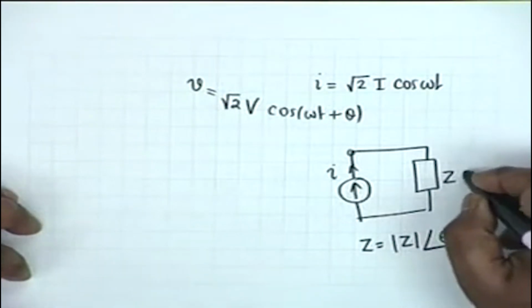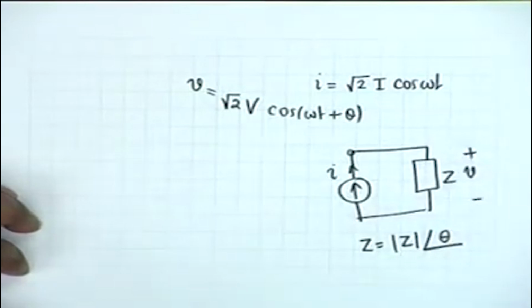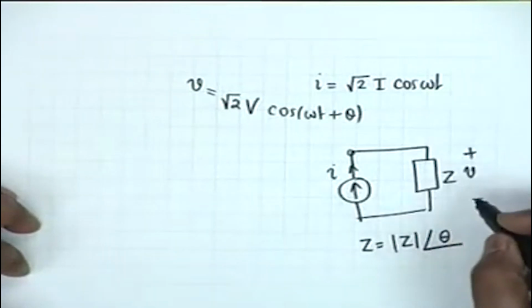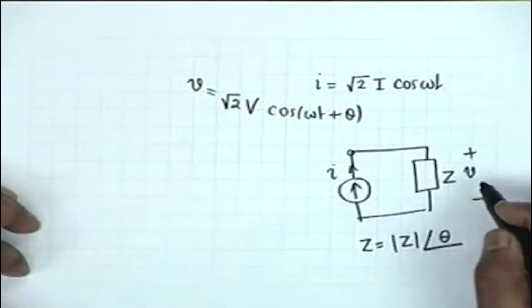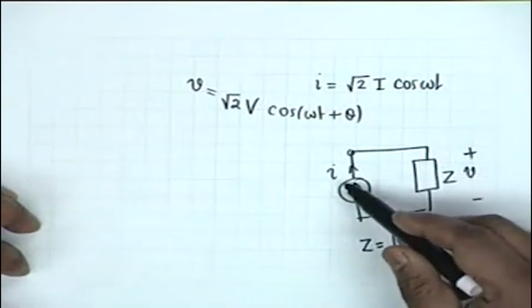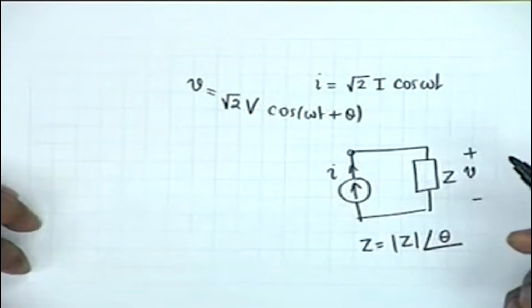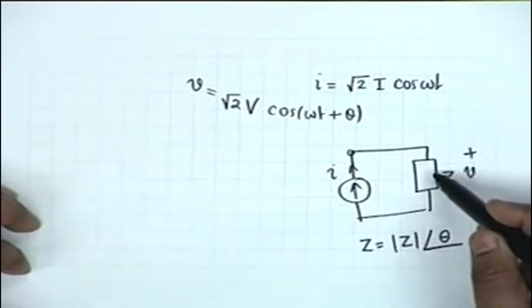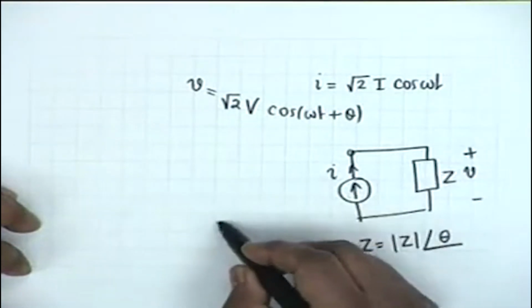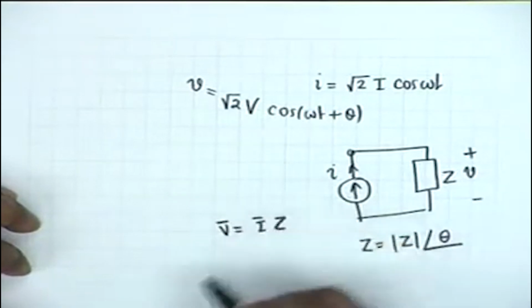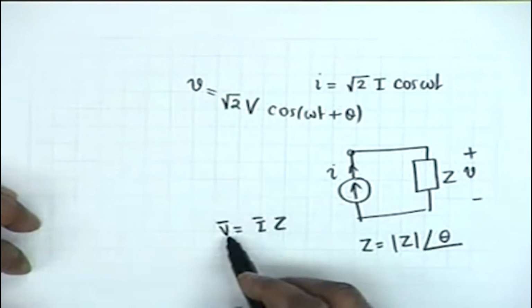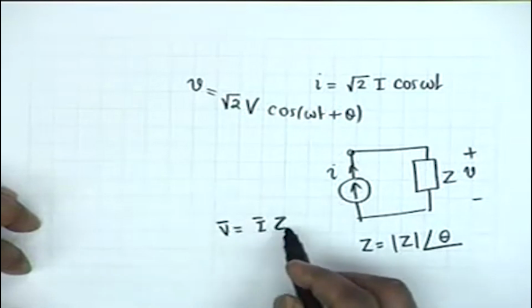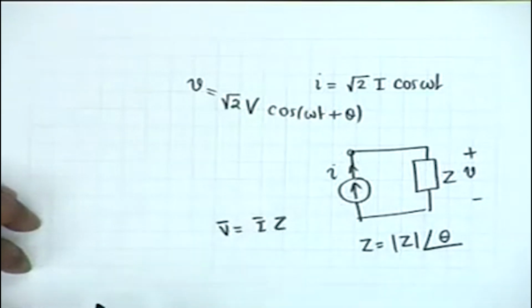Then the voltage developed across the impedance shall either lead or lag the current I by some angle theta, which is indeed the angle of the impedance Z. You see the current and voltage phasors are I bar Z, and therefore the phase difference between V and I shall be the angle of Z, the impedance.